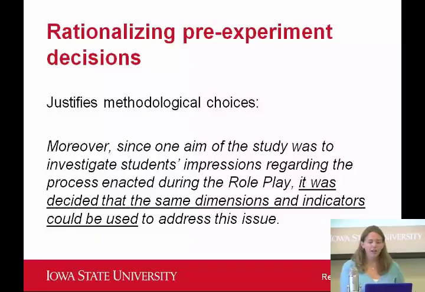Okay, our next and last step for this move is rationalizing pre-experiment decisions. And this step functions to help justify any sort of methodological choices that you have made to set up your study. So you can use this step to explain and justify decisions that you made to limit or expand the scope or breadth of your study. You may need to discuss practical considerations that might have impacted your study. There were only women in the class, and thus the study only examines female responses.